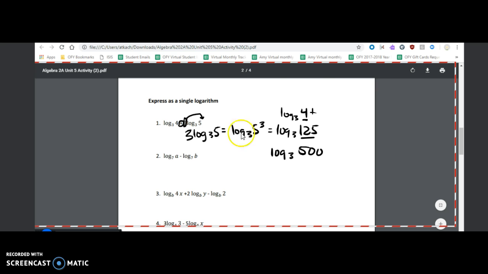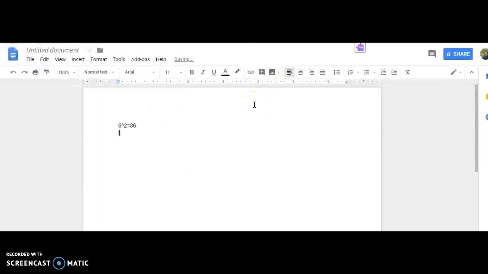So how are we going to write that in our Google Doc, log base 3 of 500? You're going to put log, and you're just going to spell it out: log base 3, and then we're going to do a space, 500. Okay, so that's how we want to say it so that I know what you're talking about.